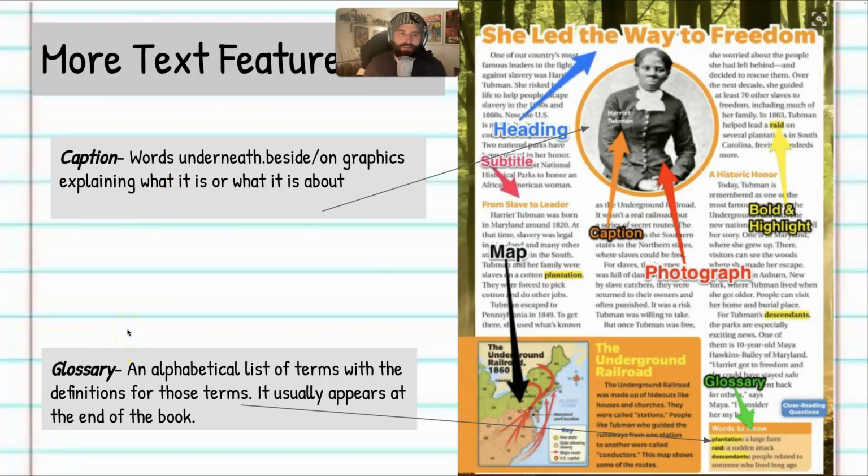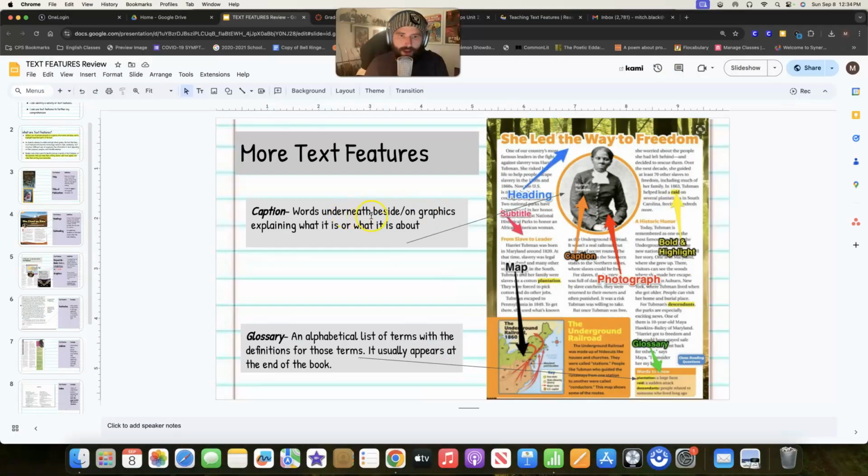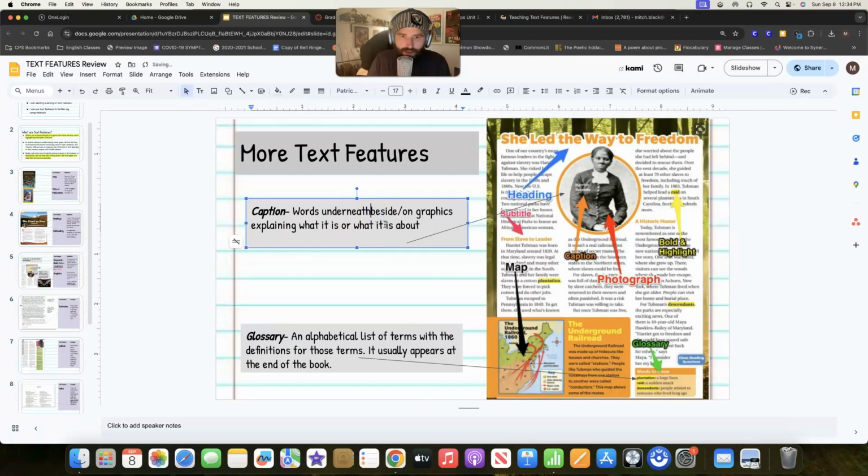Okay, these two I think I did for you as well. Maybe I didn't. I can't remember. No, I did not do these ones for you. So a caption is words underneath or beside or on graphics explaining what it is or what it is about. And then a glossary is an alphabetical list of terms with a definition for those terms. It usually appears at the end of a book.